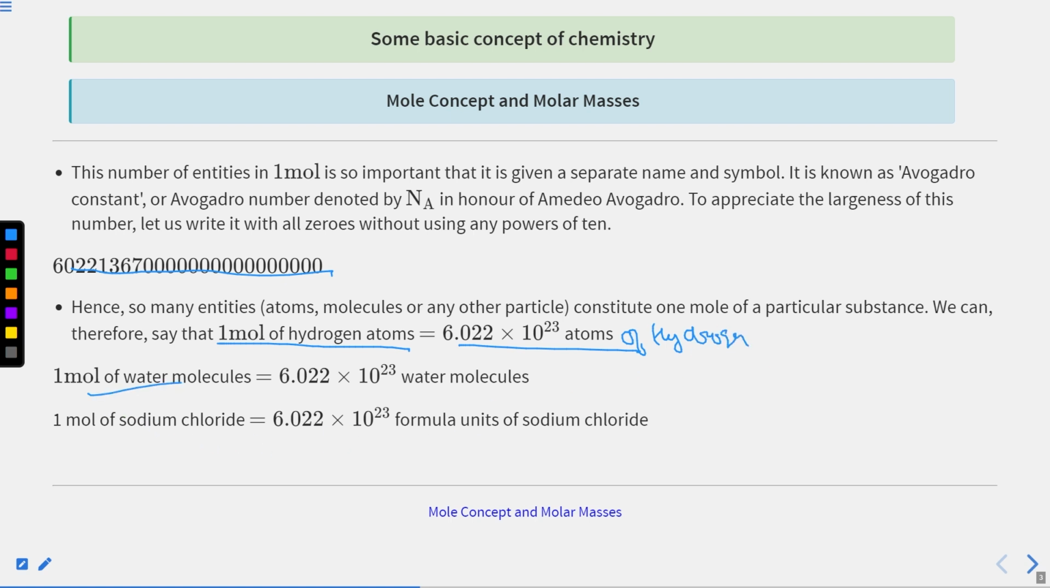If we have 1 mole of water molecules, then we will have 6.022 into 10 to the power 23 water molecules. If we have 1 mole of sodium chloride, then we will have 6.022 into 10 to the power 23 formula units of sodium chloride.